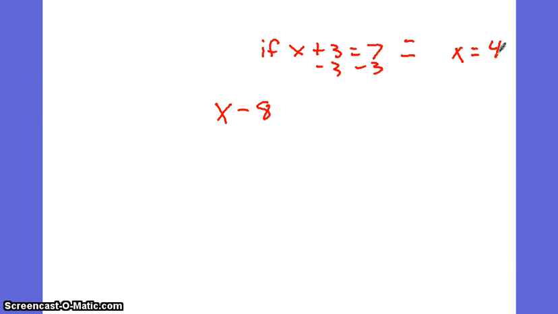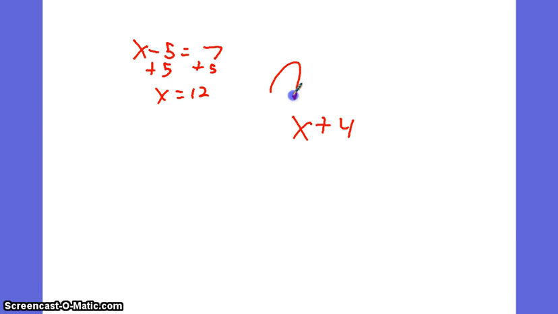And since x equals 4, then we'll plug 4 in here. 4 minus 8 equals negative 4. Pretty straightforward. If x minus 5 equals 7, what is x plus 4? Again, now we're going to add 5 on both sides to find out that x equals 12. Now that I know that x equals 12, let's put it in there. 12 plus 4 equals 16.